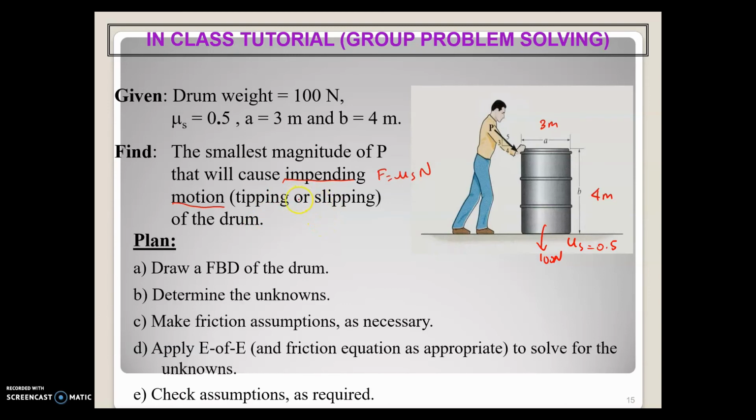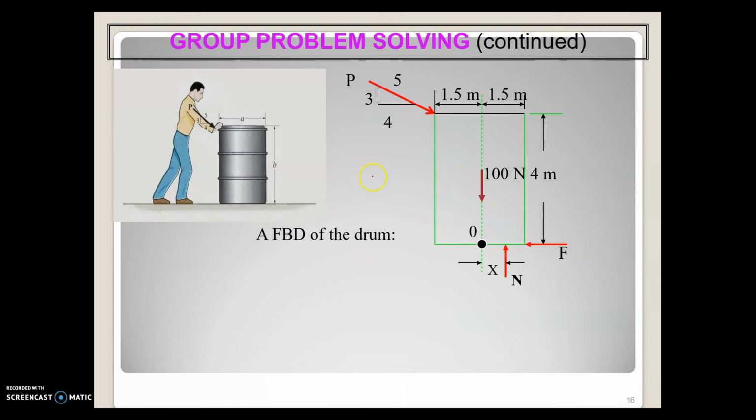Alright, so perkara pertama you kena buat, you kena draw FBD of the drum. Okay, dah draw FBD, you kena determine unknown. Lepas tu make assumption lah jika diperlukan. Lepas tu apply equation of equilibrium. Okay, then check assumption if required. Okay, kita draw FBD kita. Di mana kita ada apply force pada tong drum. Okay, ada trigo sini 3, 4, 5.